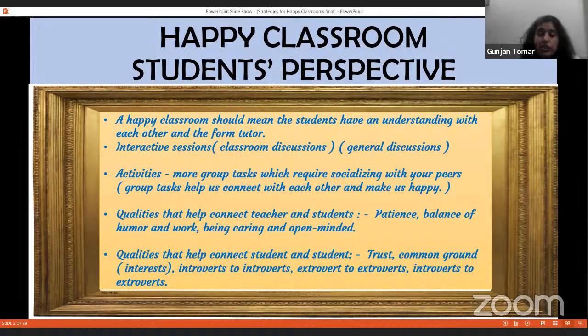Qualities that help connect teacher and students. I had asked them, what is that one thing that you feel should be between teacher and a student that helps make classrooms happy classrooms? So what she said was patience, balance of humor and work, being caring and open-minded when it comes to the facilitators. And the quality that helped connect student and student was trust, common grounds of interest, introverts to introverts, common interest. They can have extroverts to extroverts and introverts to extroverts. When I asked her why introverts to extroverts, she said opposites attract. So that was her explanation of a happy classroom.